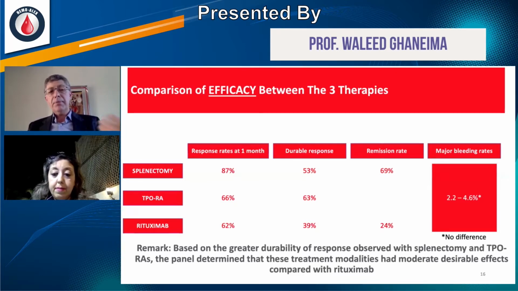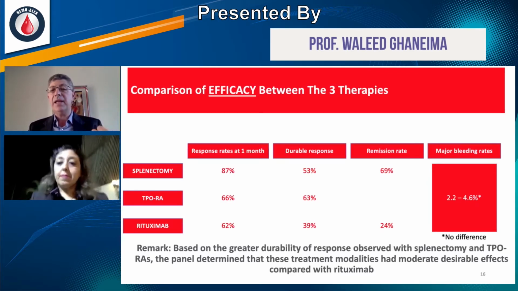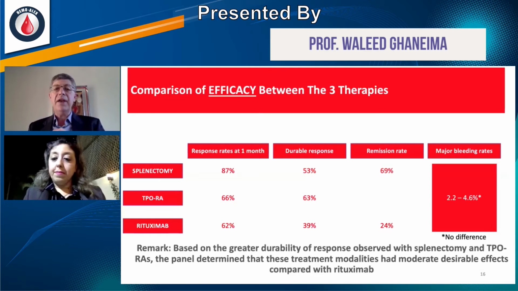So they made a remark: based on the greater durability of response observed with splenectomy and TPO-RA, the panel determined that these two treatment modalities had moderate desirable effect compared with rituximab. What does that mean? That means based on the durability of response, TPO and splenectomy have better effect than rituximab, which is true.